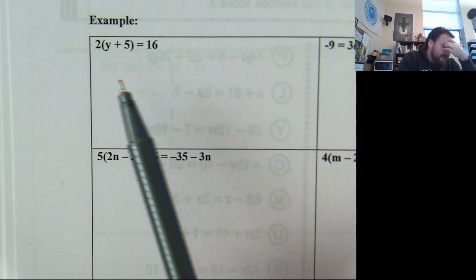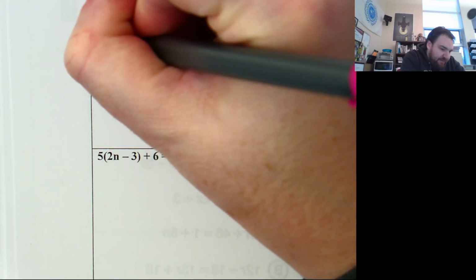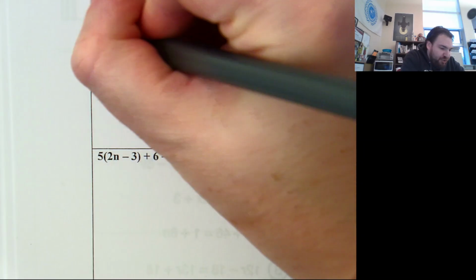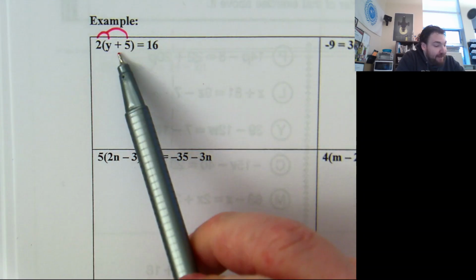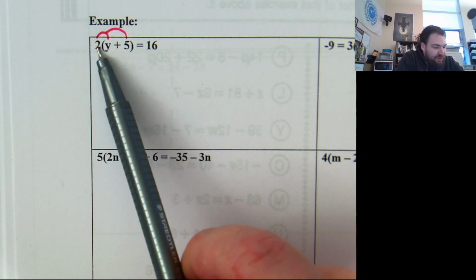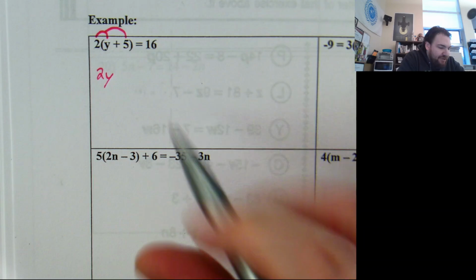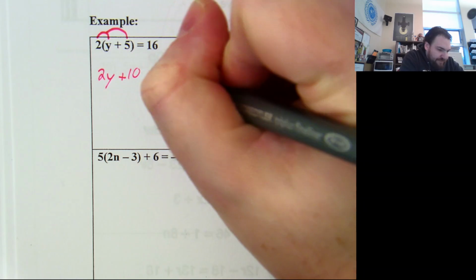So if I have 2 bracket y plus 5 equals 16, what we're going to do here is bring in the 2. I'm going to distribute the 2 by multiplying it onto every term. And if you recall, a term is separated by addition and subtraction. So that 2 is going to multiply on the y, and the 2 is going to multiply on the positive 5. 2 times y is just 2y. And 2 times positive 5 is positive 10.